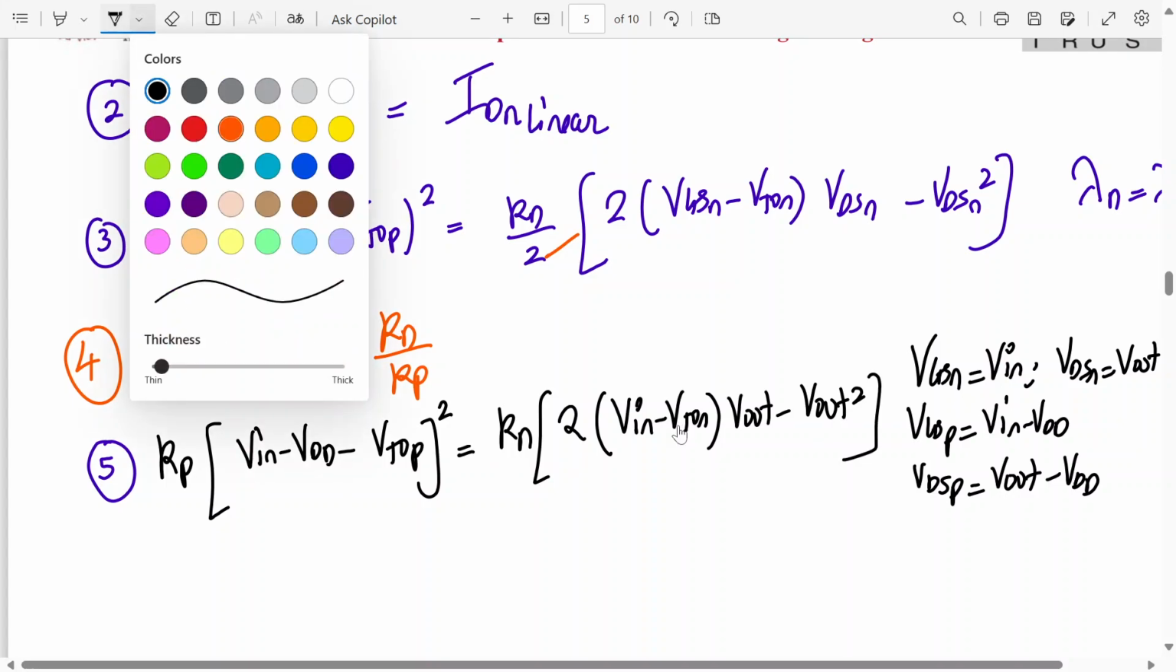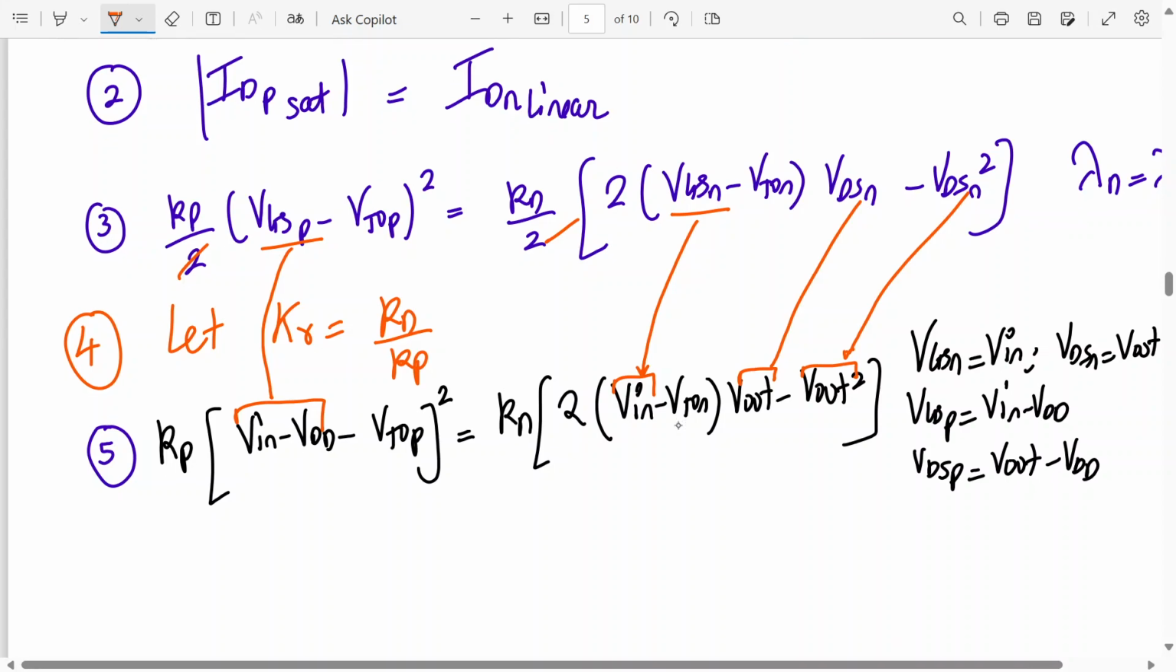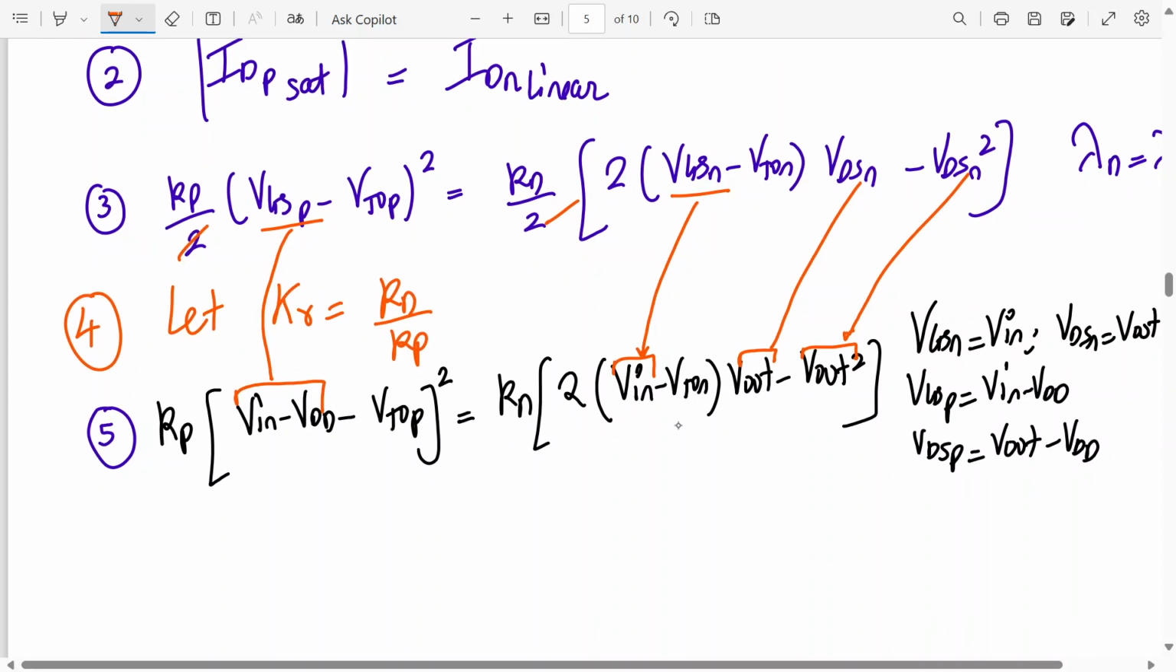So we have replaced these terms, substituted it as V in, this as V out, this as V out. Alright, so this we call this equation number... I'll mark it in yellow color because we will be using this equation to find the value of V out. Let me call this 3.1.